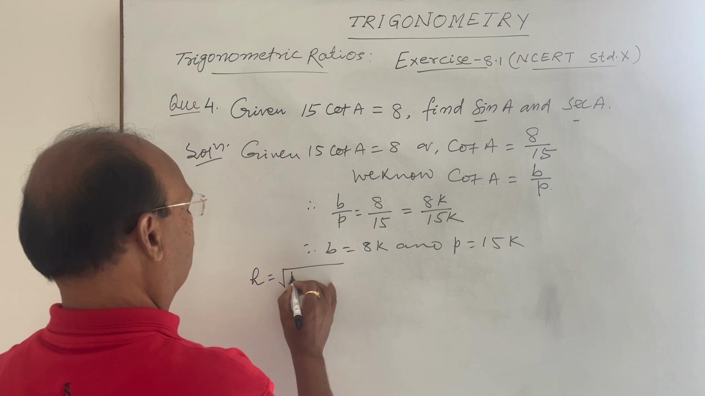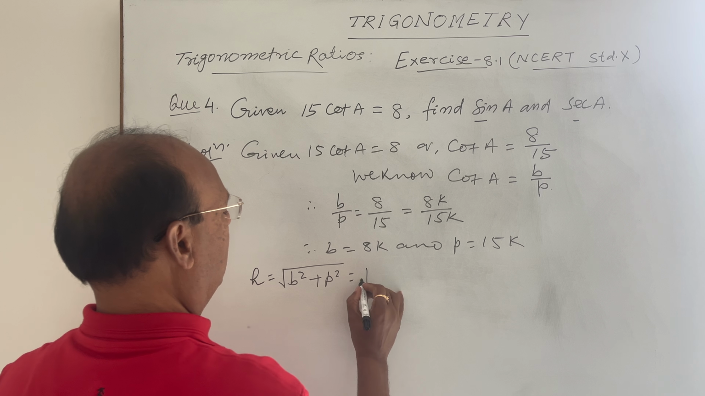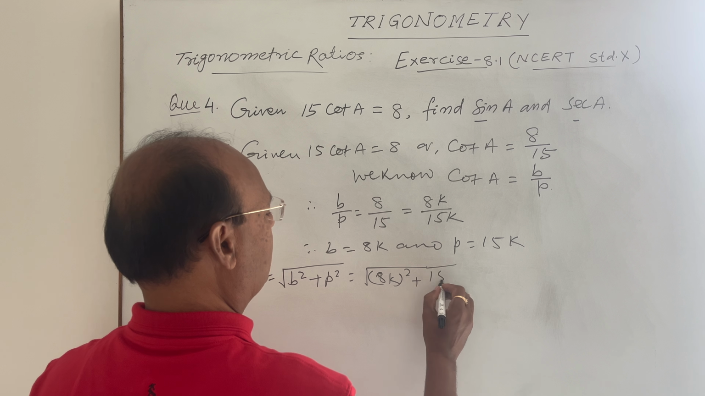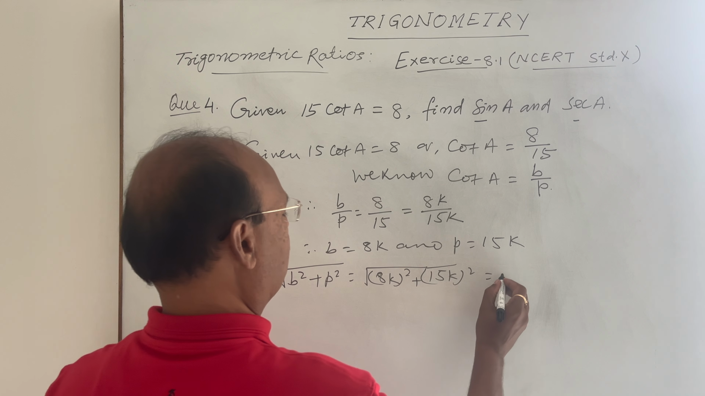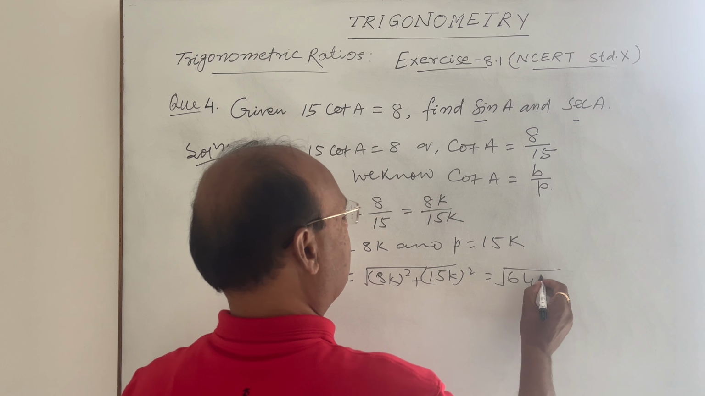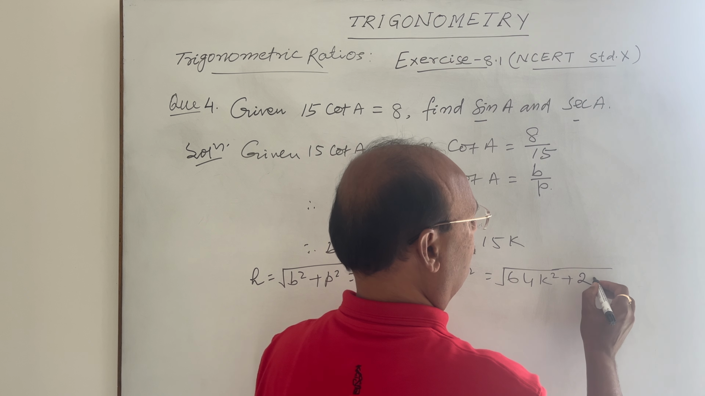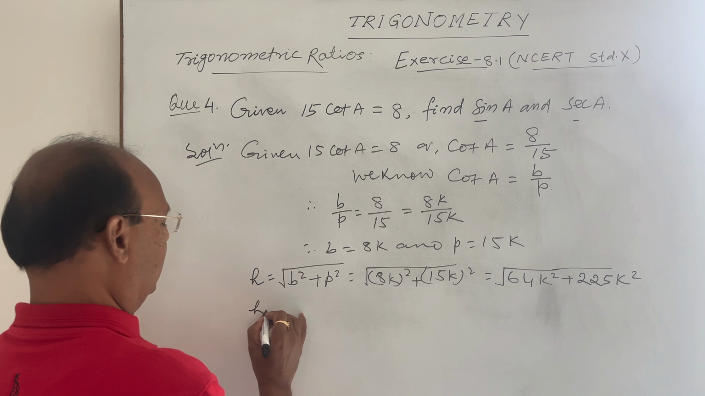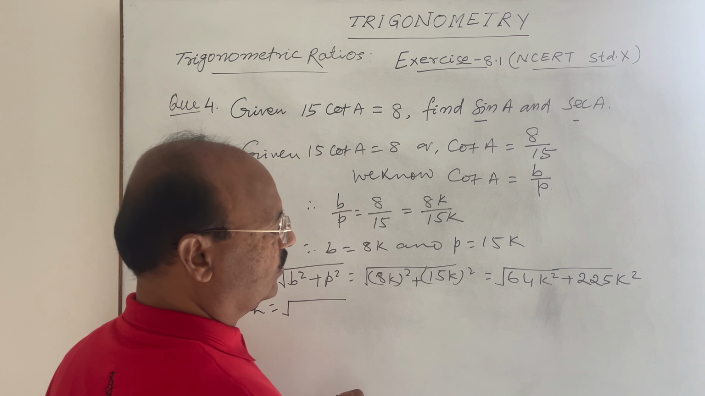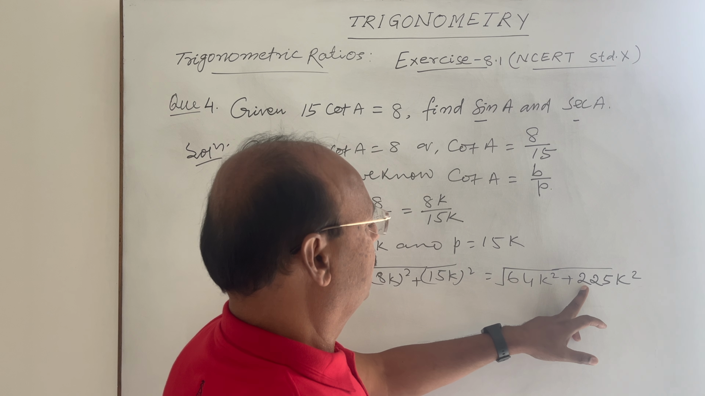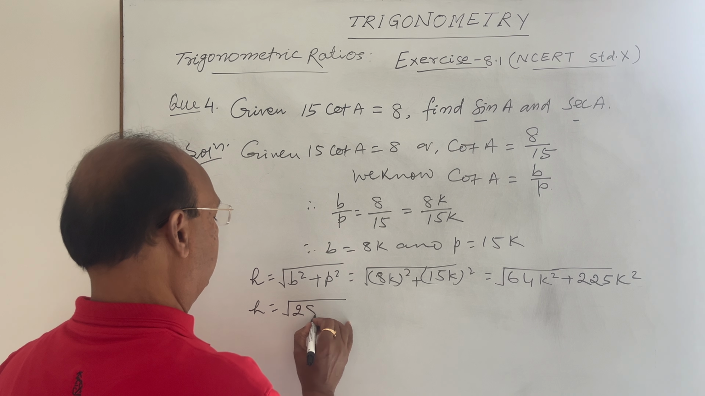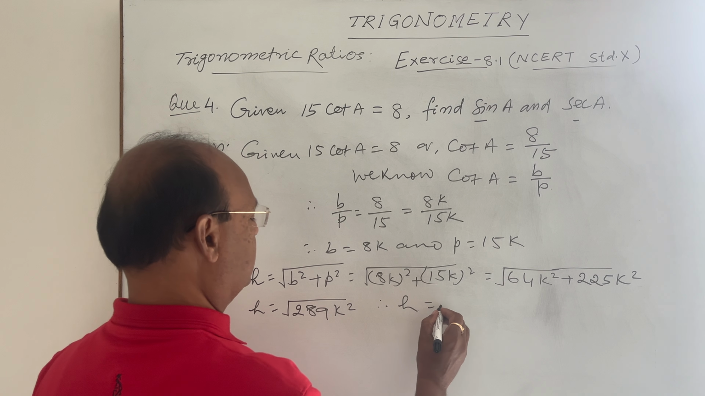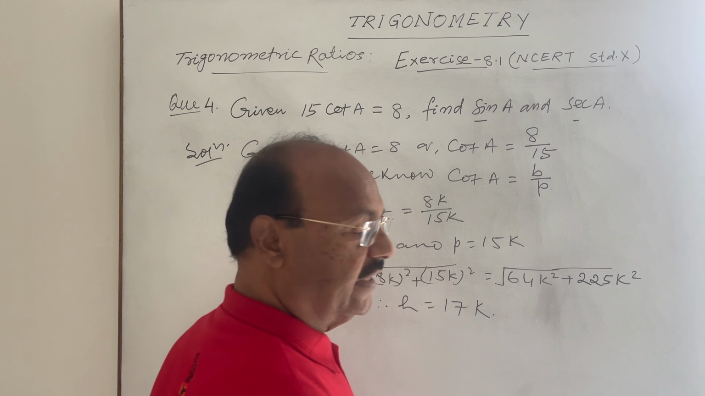H square is equal to B square plus P square, and B square means 8k whole square and P square means 15k whole square. This is equal to 64k square plus 225k square. So we are getting here H is equal to square root of how much? 289 k square, taking square root, H is equal to 17k, correct?